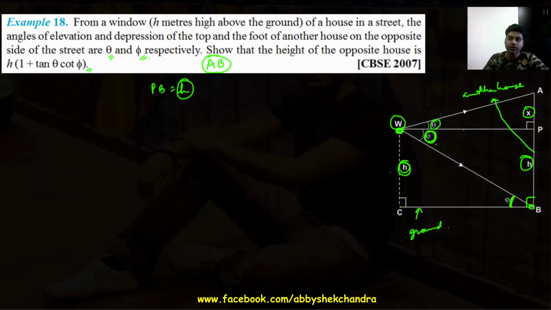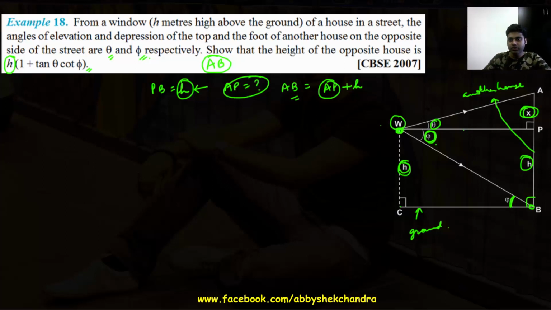So you can give your answer in h, and in fact, you have to prove that the height is h into 1 plus tan theta into cot phi, and that has h. So h is a known thing for you. You don't have to eliminate h, right? So PB is given to be h. If we are able to find AP, then we'll get AB. We'll just add AP to h, right? So we'll get AB, the height of the opposite building, opposite house. So let's focus on finding AP. Now AP is this. We are assuming it to be x.